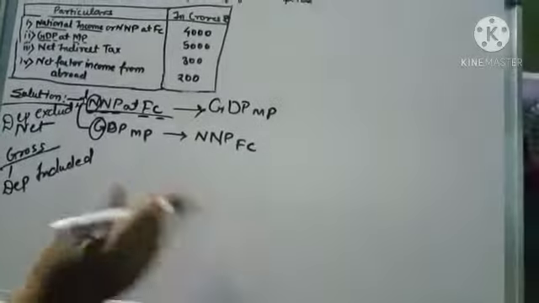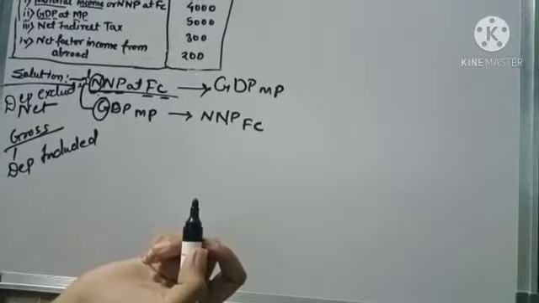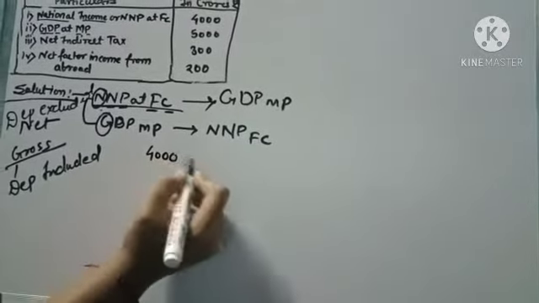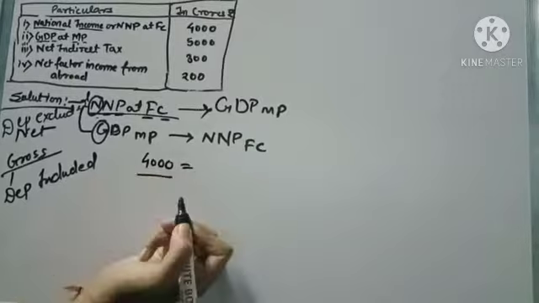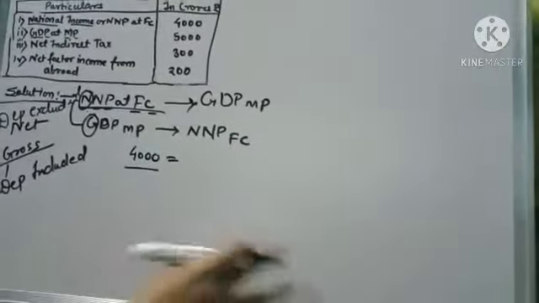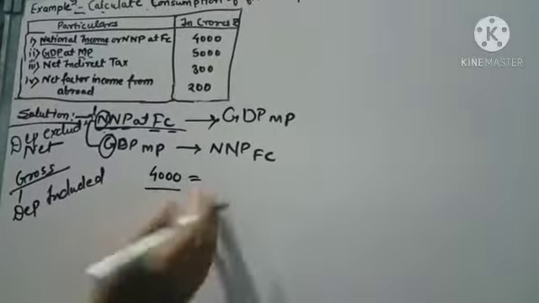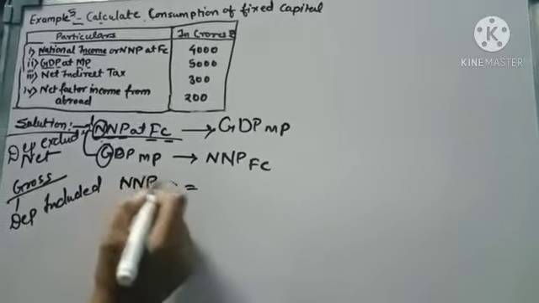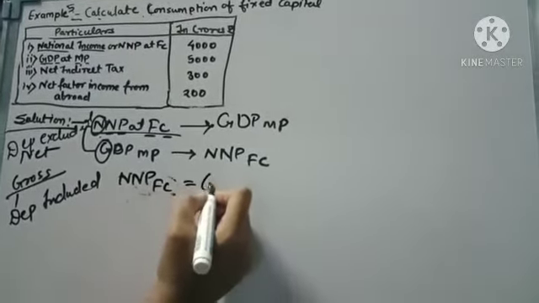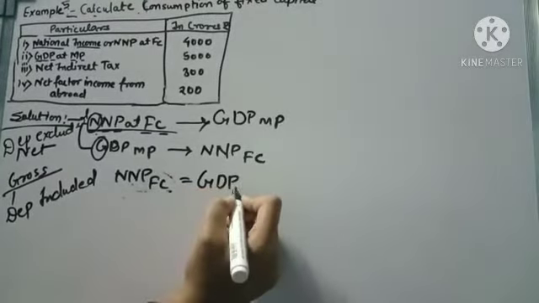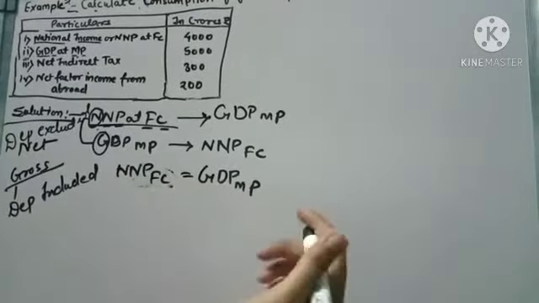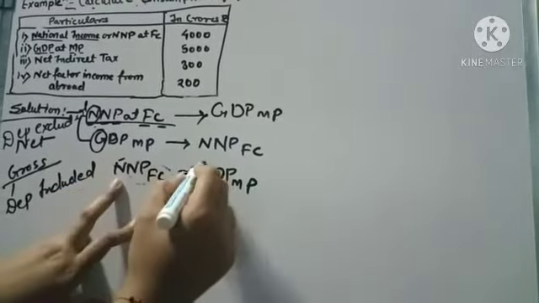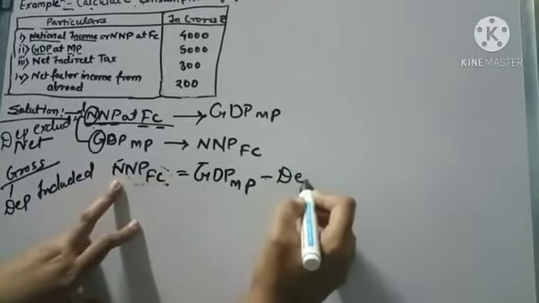Okay, now we are going to calculate our depreciation. As you see, you already have the NNP at FC, that is 4,000. Suppose you already have your NNP at FC, you have to compare it with your GDP at MP. So we will write here the NNP FC, and here the GDP MP. To calculate NNP FC from GDP MP, the first thing you have to do is to convert your N into G, that is minus depreciation.